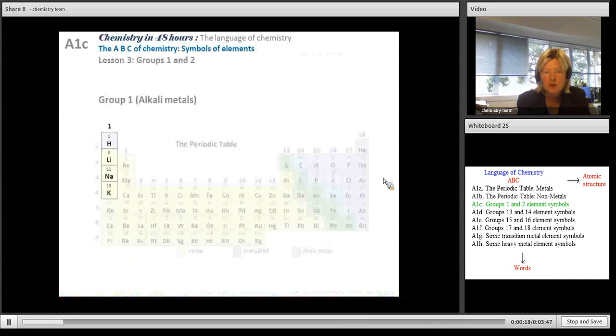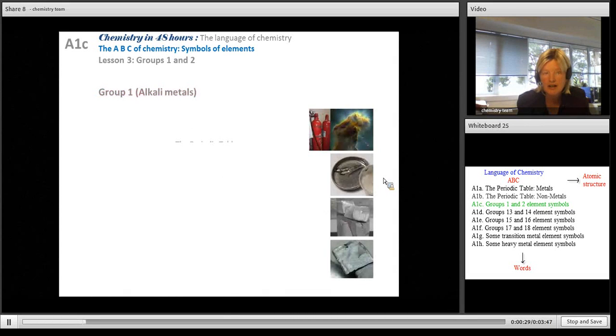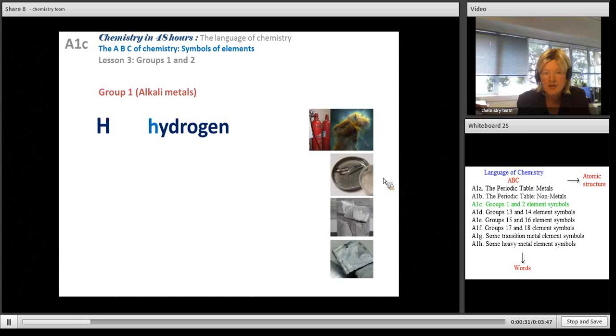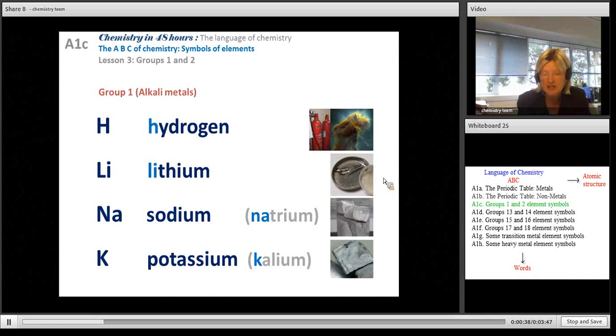So, group 1, also known as the alkali metals, we're going to look at the ones highlighted here: H, Li, Na, K. So what are these elements? We've got H is hydrogen, Li is lithium, Na sodium, and K potassium.